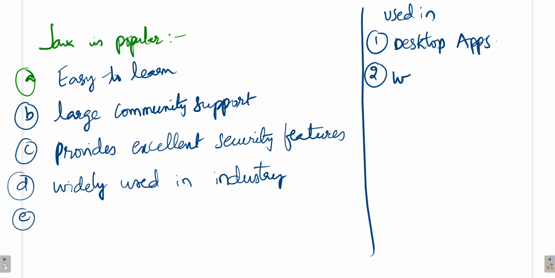Now web applications also can be developed using Java. Okay, so banking applications can be taken as example, e-commerce applications can be taken as example. Then mobile applications can also be developed using Java, and Android application development is one best example for that.